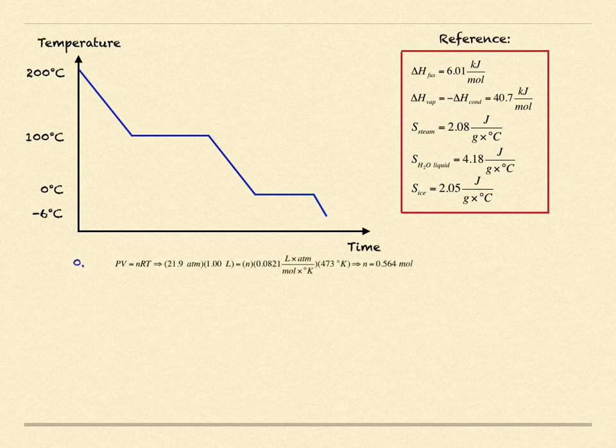Using the ideal gas law and then multiplying by the molar mass of water, we see that there are 0.564 moles of steam that weigh 10.2 grams. Since mass is conserved, these quantities remain fixed throughout the problem.